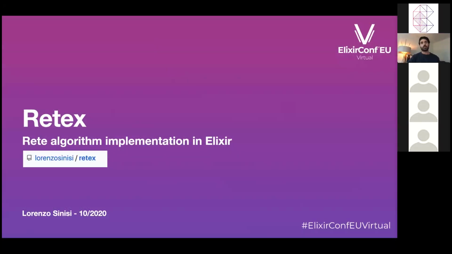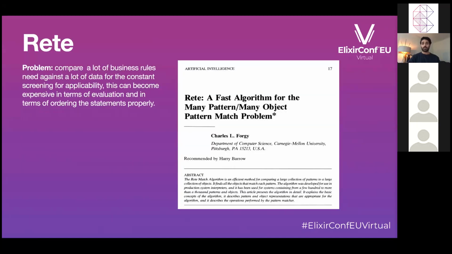Rete. It's an algorithm developed in the 80s, actually, by a guy named Charles Forgy. So it's nothing new. And when we think of artificial intelligence, we usually think of machine learning, deep learning, because this is quite hyped right now. But there are other types of AI, such as that, which solves different problems with less data.